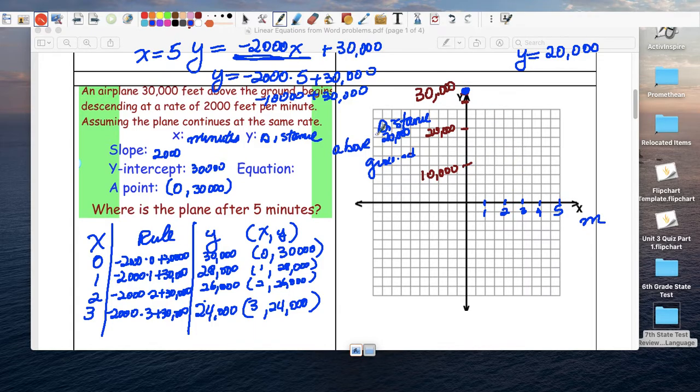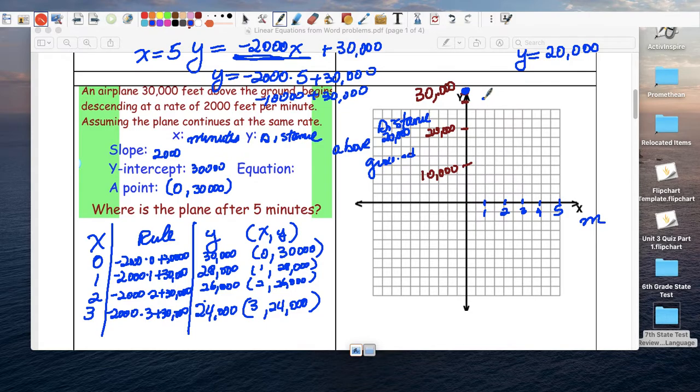Okay. At 1 minute, he's at 28,000 feet. So now every box is 2,500, 2,500, 5,000, 7,500, 10,000, 12,500, etc. So it's not going to be too precise. So at 1 minute, he's at 28,000. Well, that's 20,000, 22,500, 25,000, 27,500. So at 1 minute, he's going to be a little bit above that line.